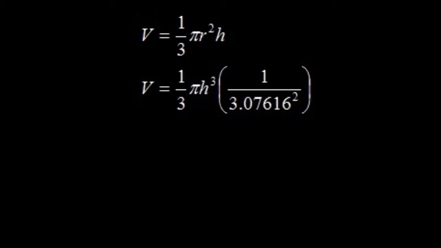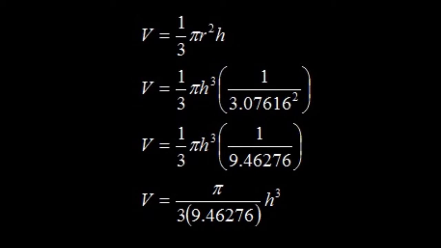We can plug in the ratio we found for the radius into r and square that, which leaves us with volume equals 1/3 pi h cubed times 1 over 3.07616 squared. This will all simplify down to volume equals pi over 3 times 9.46276 times h cubed.